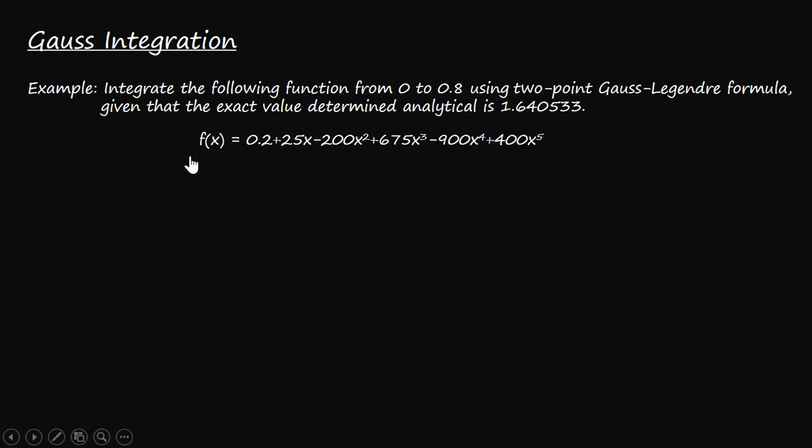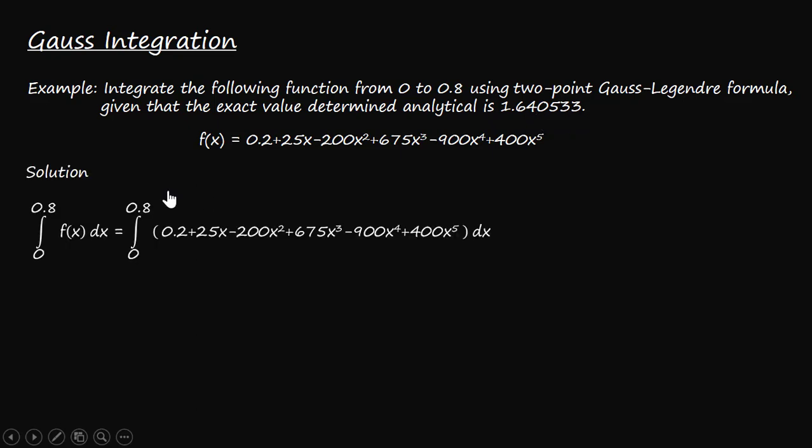Now let's solve the integration problem which we discussed in the previous lectures. Let's try to approximate the integral of the function f of x, that is 0.2 plus 25x minus 200x square plus 675x cube minus 900x power 4 plus 400x power 5 from 0 to 0.8 using 2-point Gauss-Legendre integration formula. We are also given that the exact value of this integral is 1.640533. So the integration of this function can be written as the integration of 0.2 plus 25x minus 200x square plus 675x cube minus 900x power 4 plus 400x power 5 with respect to x, and the limits of integration are from 0 to 0.8.